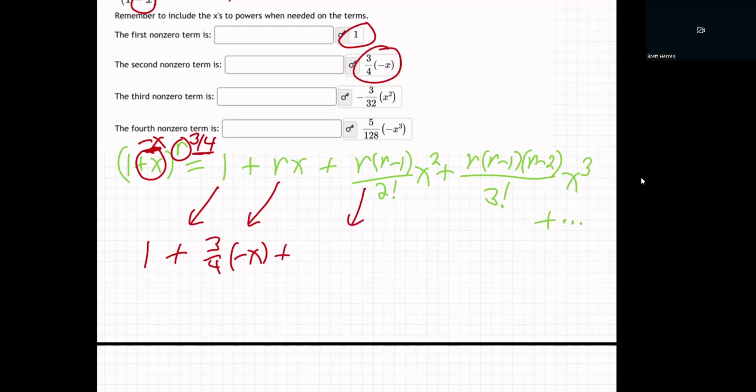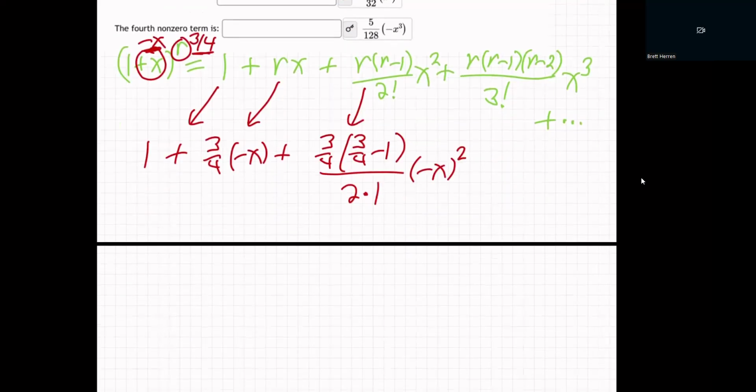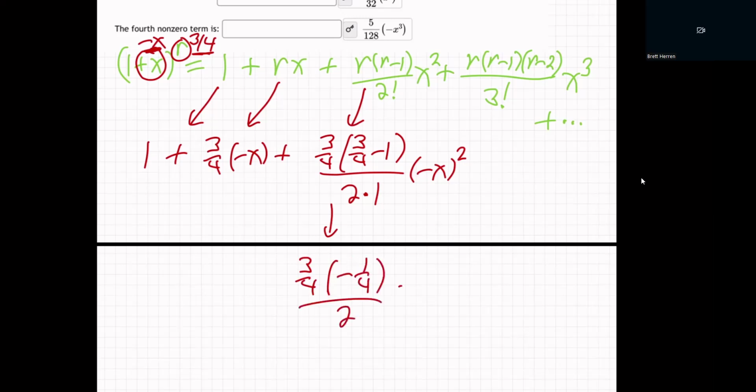Plus, and now this one becomes 3/4 times 3/4 minus 1 over 2 factorial, which is 2 times 1, times negative x squared, which will just be positive. Now we've got to simplify that a little bit. This is going to be 3/4 times minus 1/4 over 2, x squared, because 3/4 take away 1 is minus 1/4.